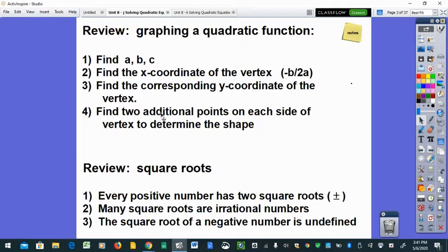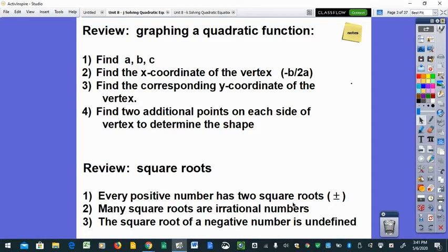And we use 2 x values on either side of the vertex to determine the shape of the parabola. And that's what we've been working on for the last several days. We just did a quick review of square roots.